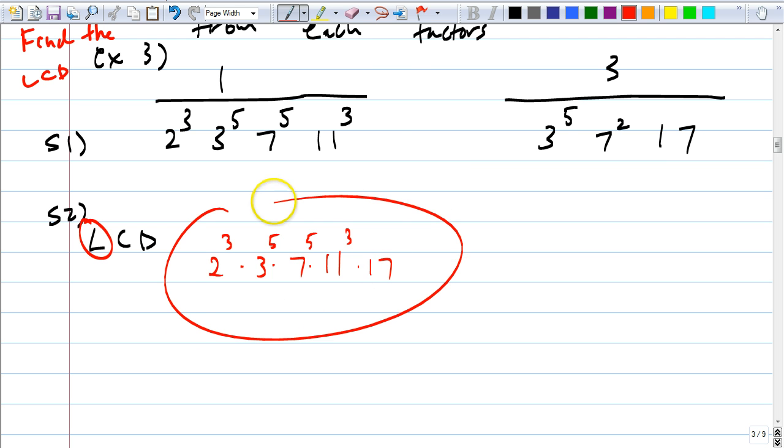So there's your LCD. Easy or hard? Easy. All you have to do is write down all the factors that were used on both of the fractions, without any duplicates, and then choose the highest exponent. What about multiplying? Of course, you need to multiply it out, but if it's this big, you don't need to multiply it out. If it's a small number, you should multiply it out.